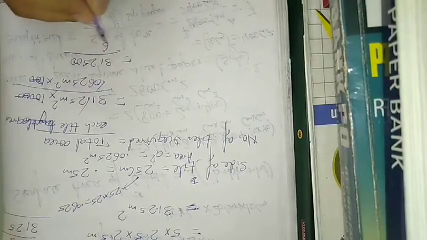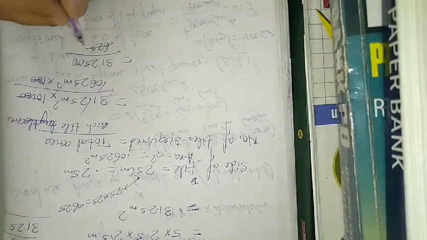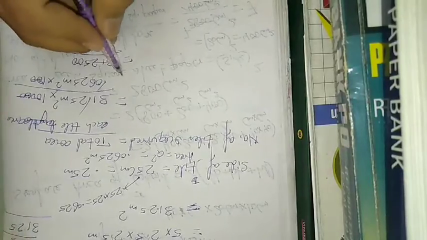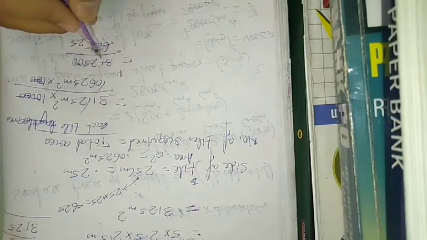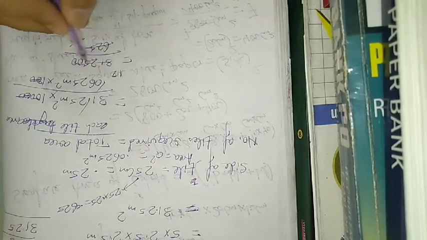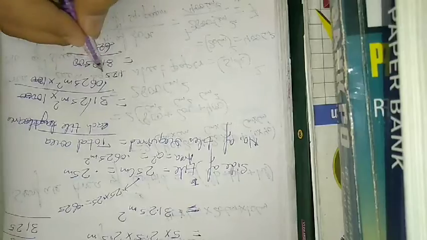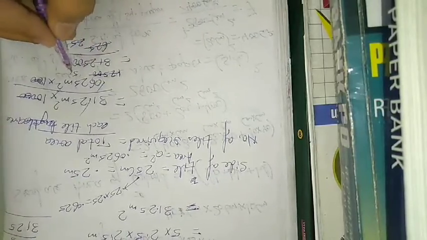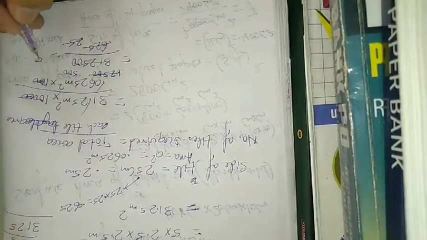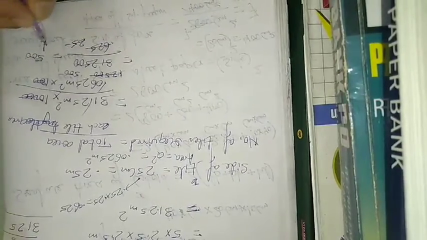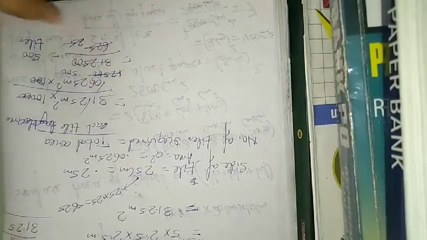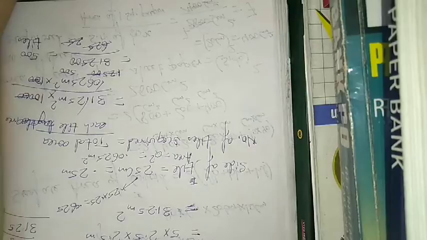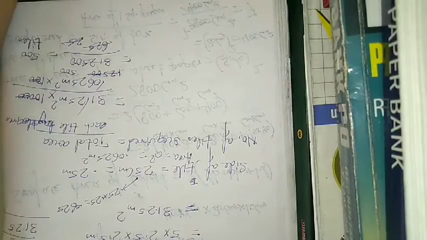Basically this is 312500 by 625. Dividing by 25: 625 divided by 25 is 25, and so on, and we get 500. Students, we will be needing 500 such tiles so as to completely cover the water tank excluding the base. So that is the answer.